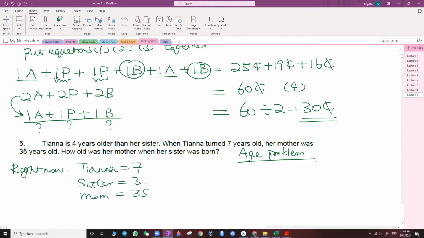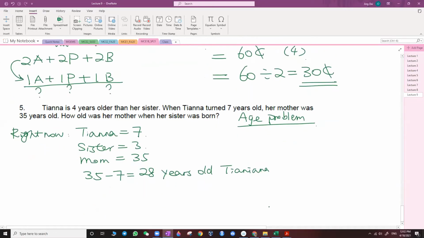Okay, very good. So basically, right now, Tiana is 7, sister is 3, mom is 35. And 35 minus 7 equals what? 28. That's mom was 28 years old when she had Tiana. And the mom was 35 minus 3 equals 32 years old when she had her sister. So the question was asking about sister, not Tiana. Okay, 32. So it's an easy problem.